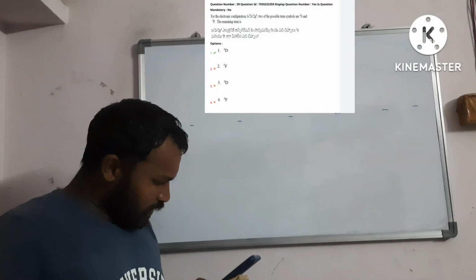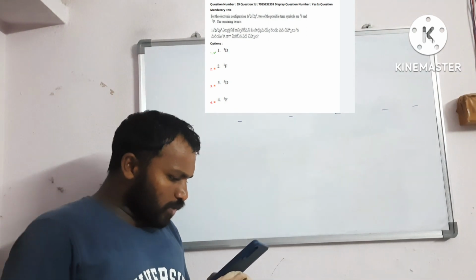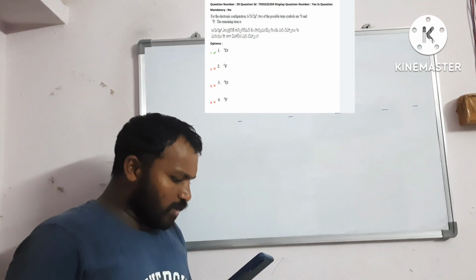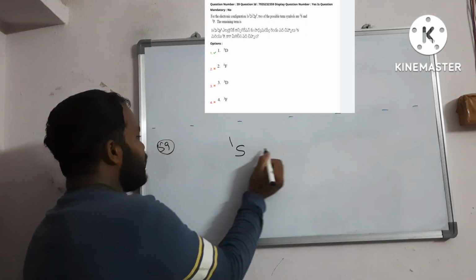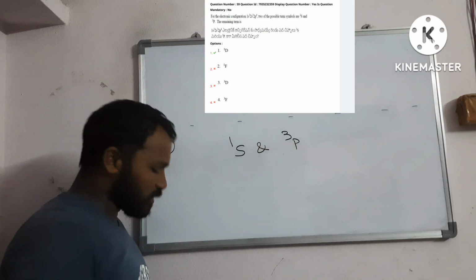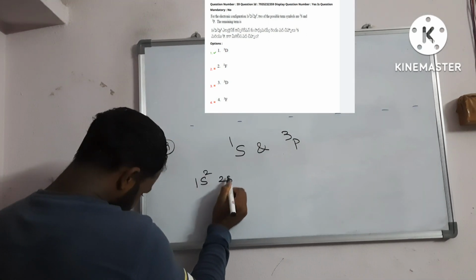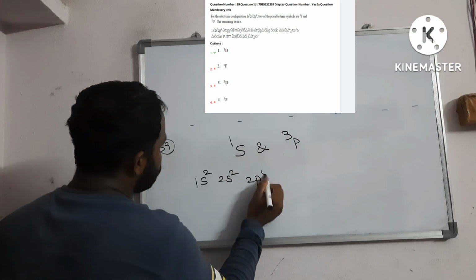What is that? For the electronic configuration 1s2, 2s2, 2p4, two of the possible term symbols are already given: singlet S and triplet P. What is the remaining one they asked for? So what is the configuration? 1s2, 2s2, 2p4.